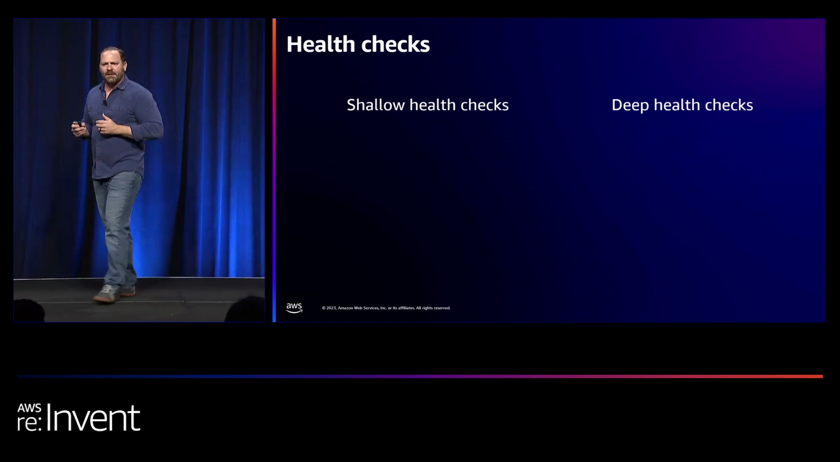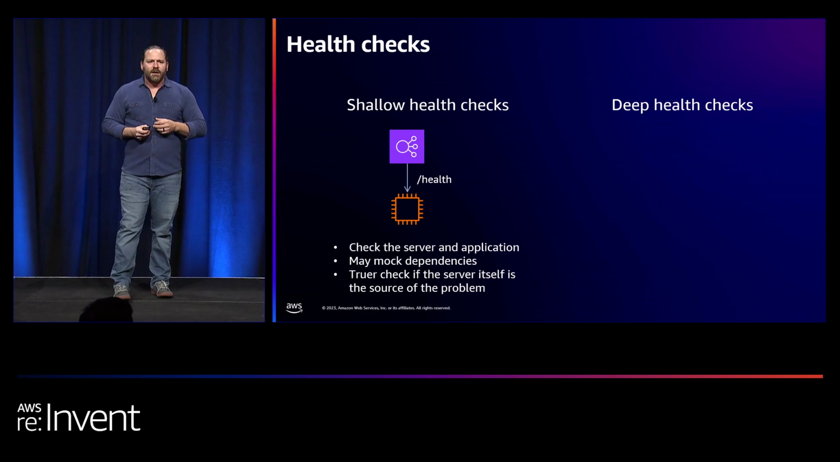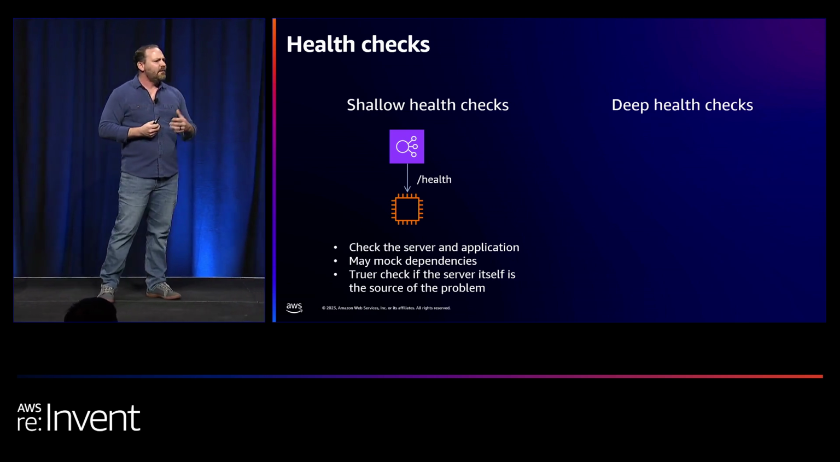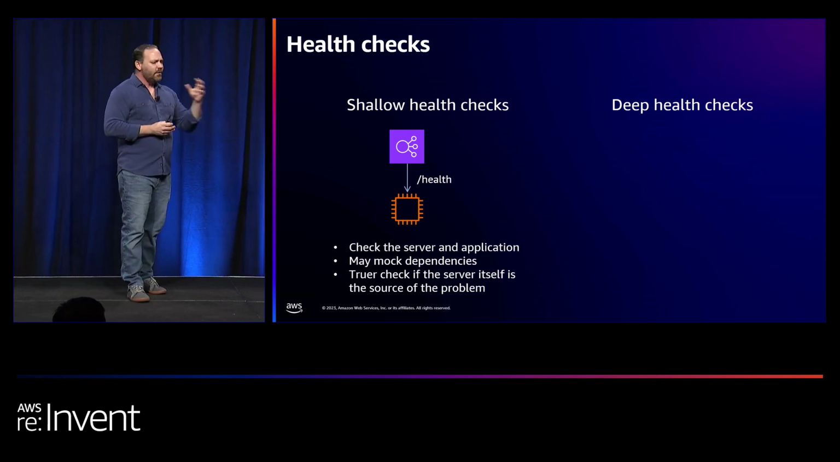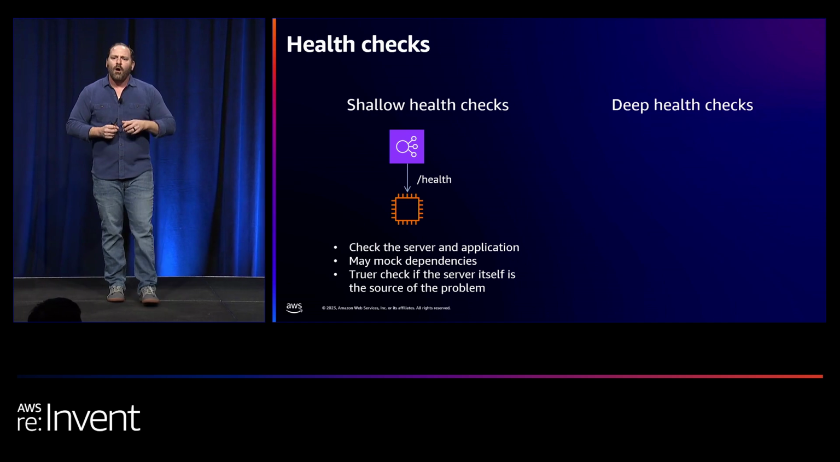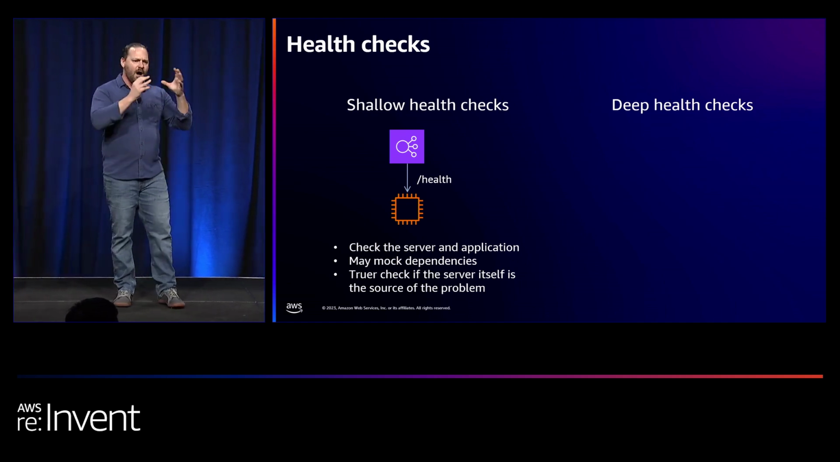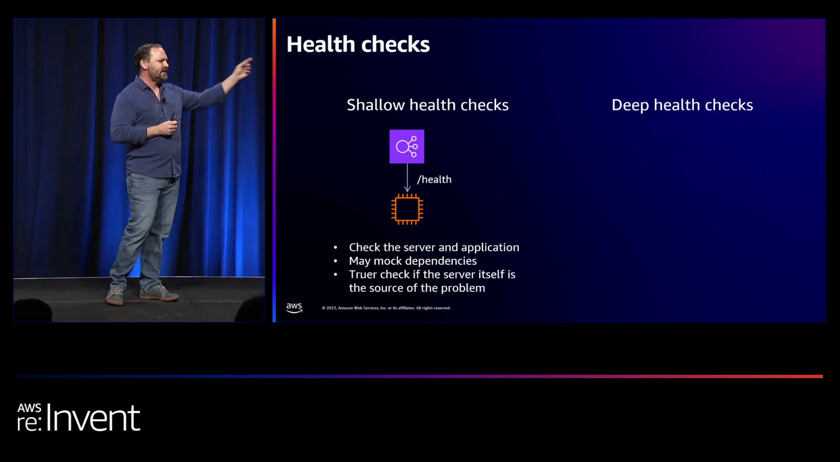So let's talk about the difference between shallow and deep health checks. Shallow health checks check the server, the application. We may mock dependencies. And it's a truer check if the server itself is the source of the problem. We're only checking things that we would call on box, right? So we're not reaching out to anything external to this instance.